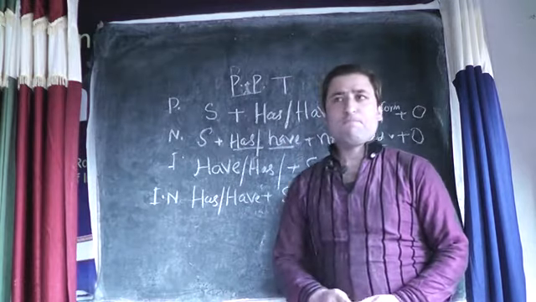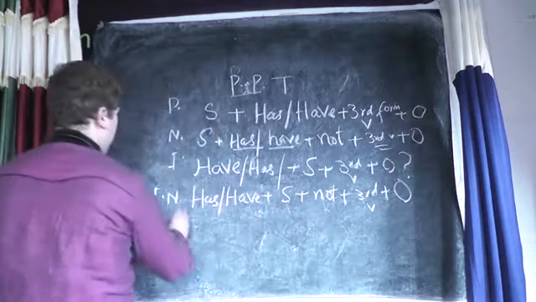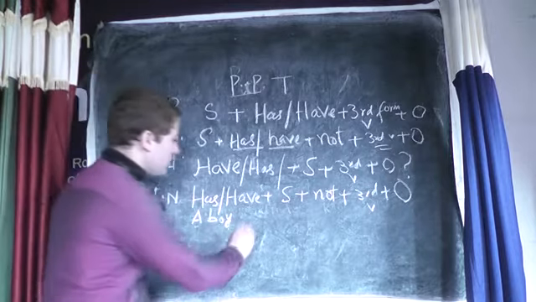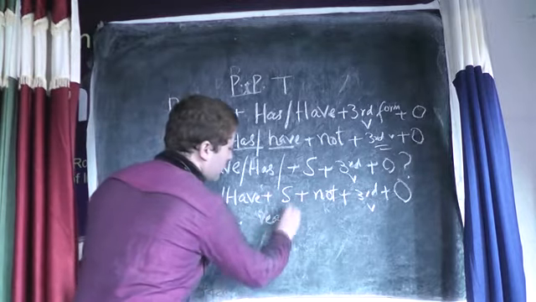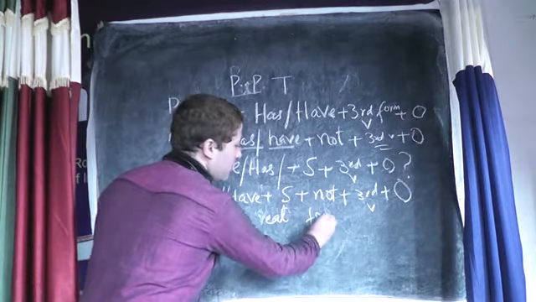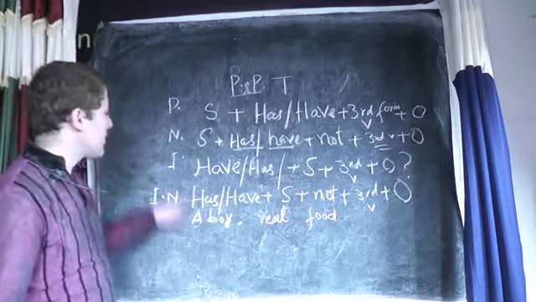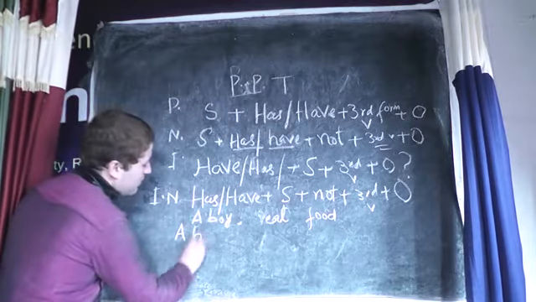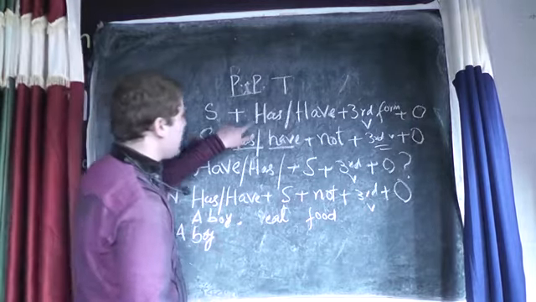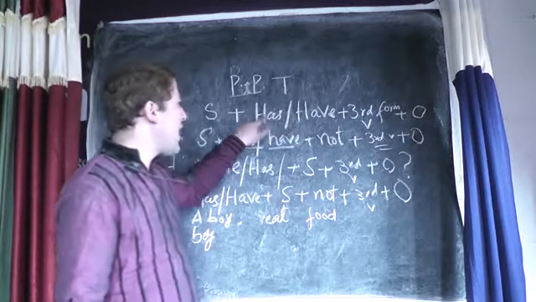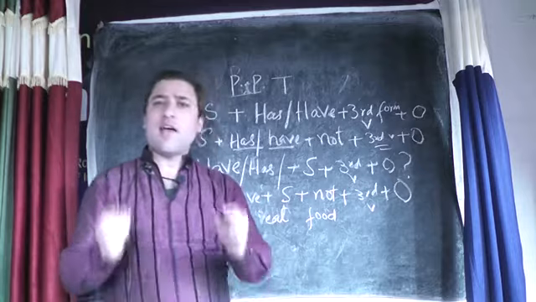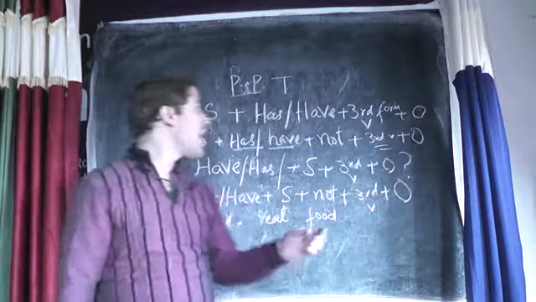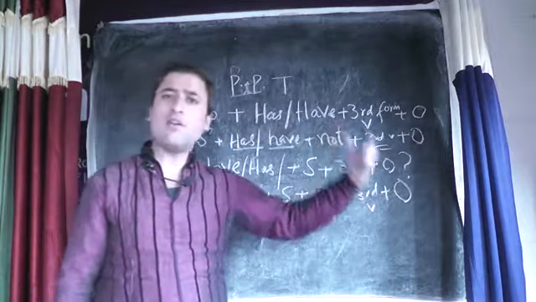The subject would be a boy, and the verb we'll take here is eat, and the object is food. So let's see, what is the subject here? A boy is the subject, so in place of S we'll write a boy. Then has, let's talk about has and have. These are helping verbs. Has is the singular helping verb and have is the plural helping verb. Has is always meant for singulars, have always meant for plurals.